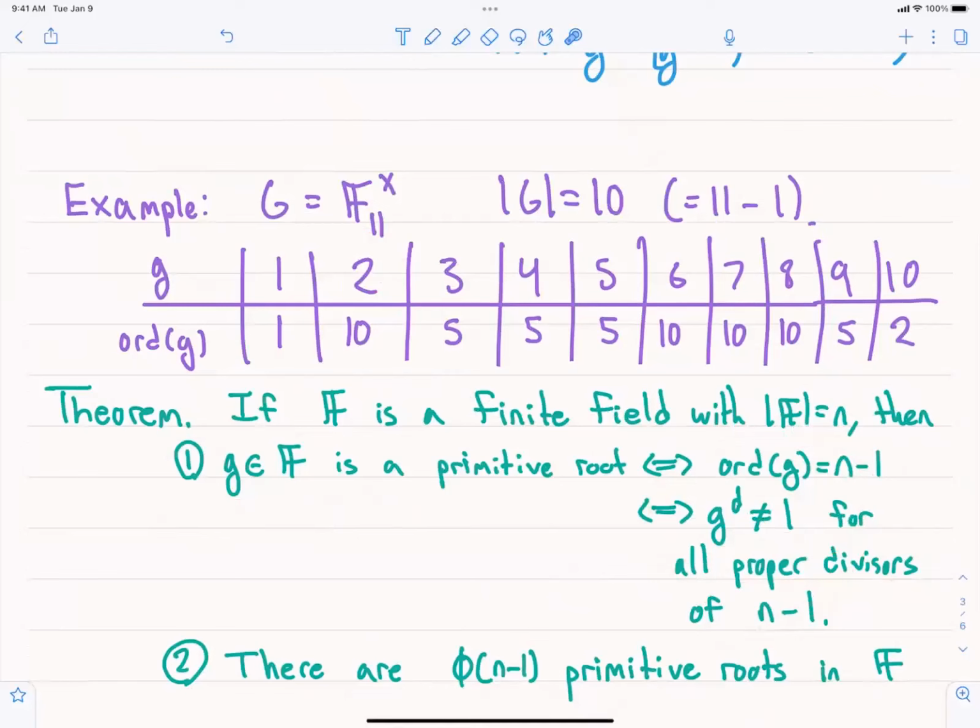But then the other part of the statement is the thing that says there exist primitive roots. So it says a little bit more than that there exist primitive roots. It says exactly how many different choices there are of primitive roots. So there are going to be phi of n minus 1 primitive roots inside of F.